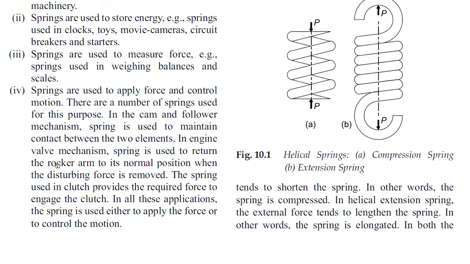Other applications: springs are used to apply force and control motion. There are a number of springs which are used for this purpose, right? In the cam and follower mechanism, a spring is used to maintain contact between the two elements. So this is one of the basic applications where the spring is used. In the engine also, you will see in the valve gear mechanism a spring is used, right? This is used to return the rocker arm to its normal position when it is removed. The spring is also used in the clutch, right, to provide the force required to engage the clutch.